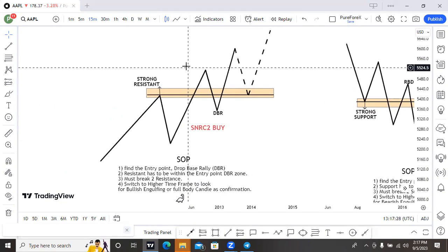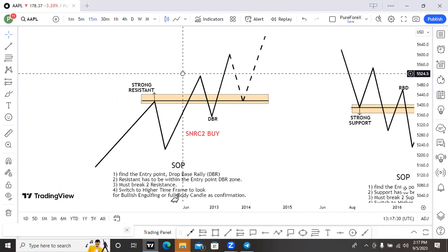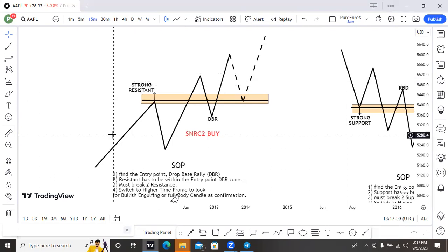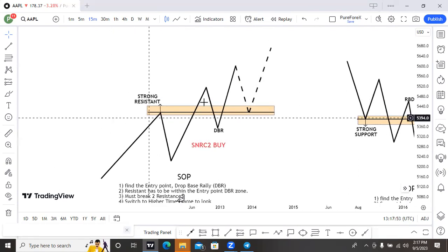And the fourth procedure is, once you identify your SNRC2 setup, you go to the higher time frame to look for what? Confirmation. Guys, for all the setups I have been teaching on my channel, we look for confirmation on a higher time frame. Why do we need confirmation? We need confirmation for us to have confidence in taking the trade without fear or favor.